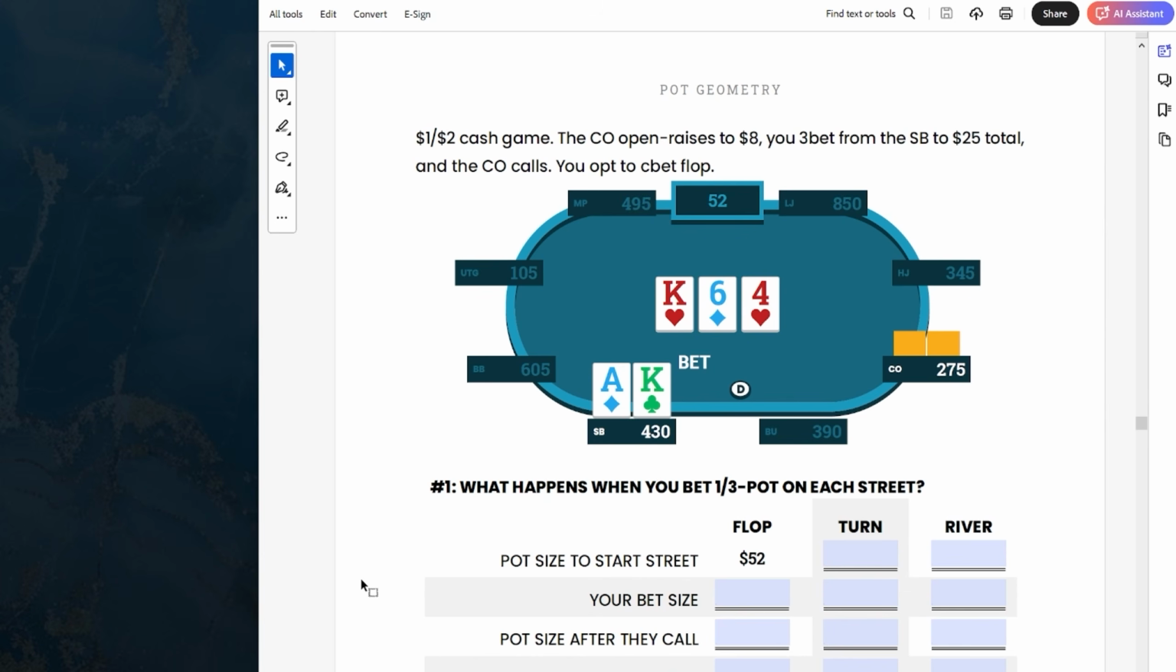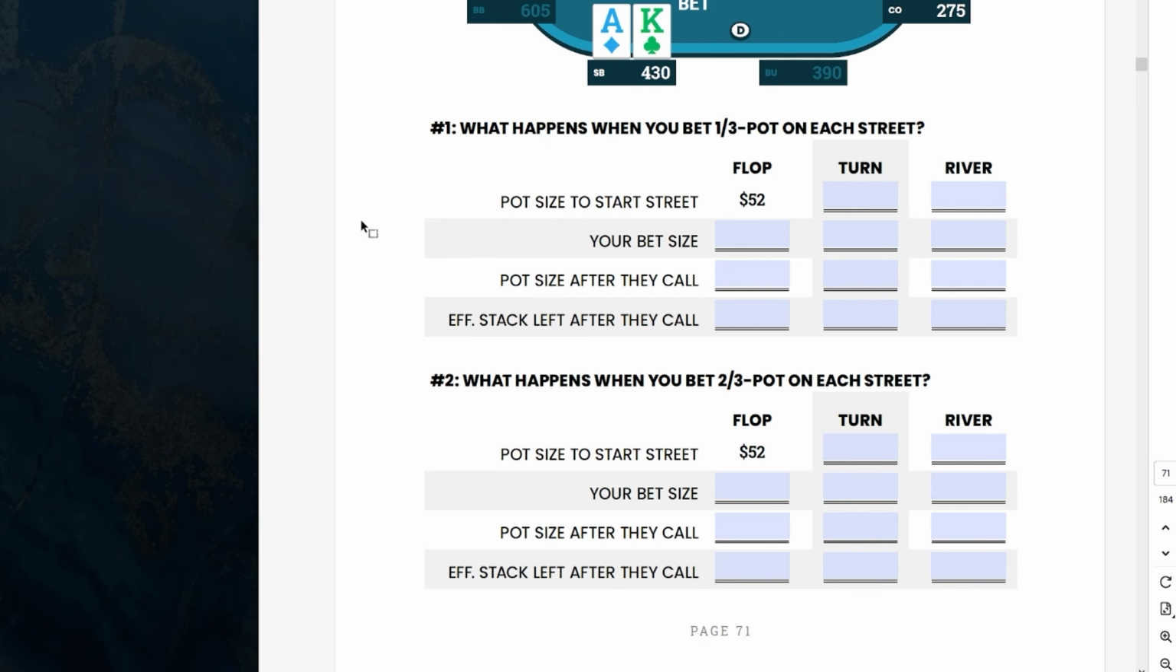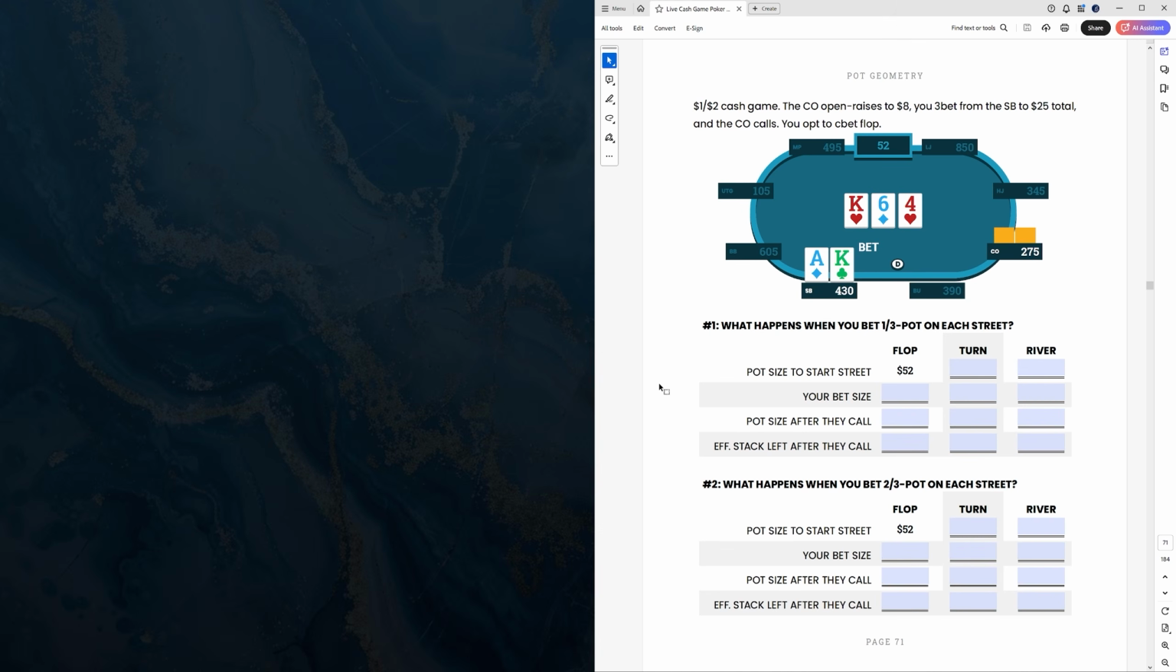And here's the spot. So essentially we're going to compare two different strategies down below. What happens when you bet 1/3 pot on every single street? Of course, this is a very common bet size nowadays. And number two, what happens when you bet 2/3 pot on every single street. So we're really looking to compare both of those different bet sizing strategies, what they do to your bets on every single street, and of course what the final pot size is going to be both on the river and also if you get called on the river, what those differences look like.